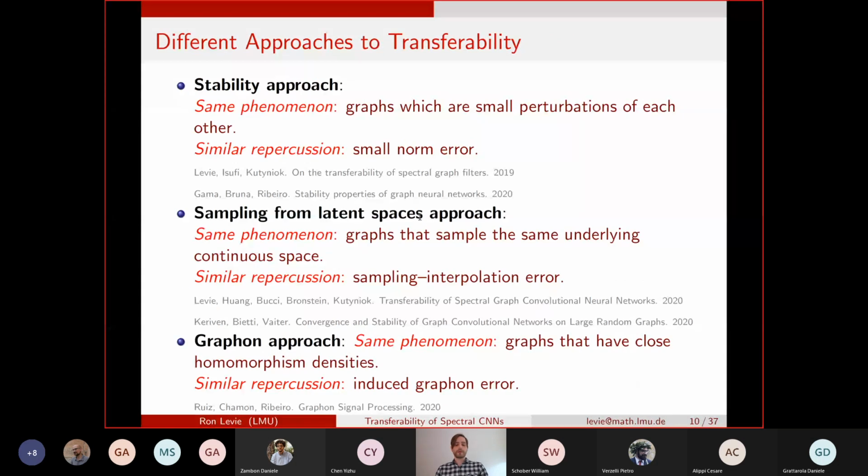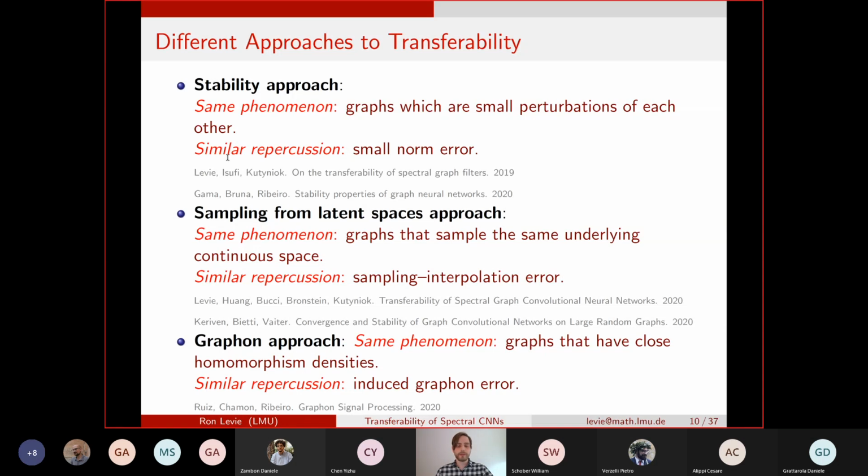Okay, so let's go back to the problem of transferability. We already discussed one approach to define transferability. This is the stability approach. So here, two graphs represent the same phenomenon if they are a small perturbation of each other. Namely, we have the same number of nodes, but the graph Laplacians are a small perturbation. So as two matrices, they are almost identical.